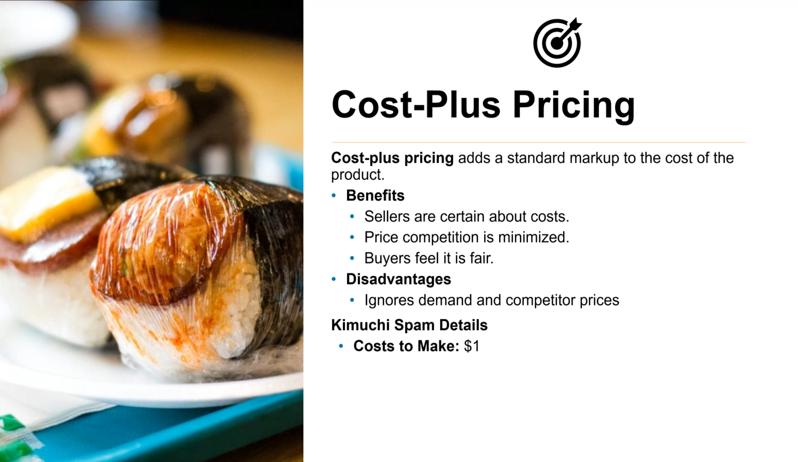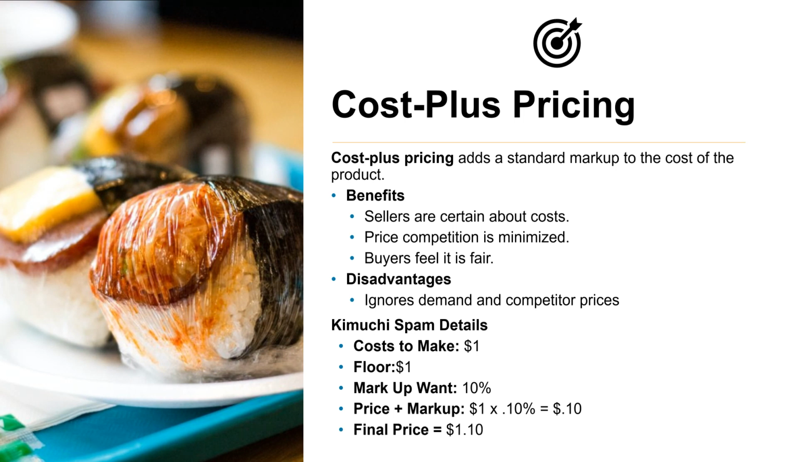So let's take a look at how this would look with our Kimchi Spam. Remember that our total cost, variable and fixed cost, was $1. Therefore, our floor, or the minimal price point that we would ever go down towards, would be $1, so that we don't lose money. However, we want to mark up by 10%. So what's 10%? 10% is $1 times 10%, which is 10 cents. So we would then price the product at $1.10. So that would be how you would calculate cost plus pricing, adding a standard markup to the base price of that product.